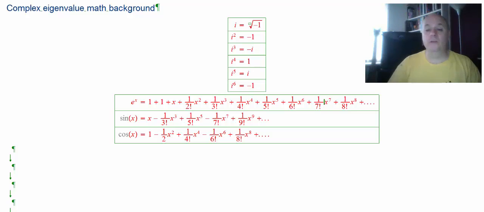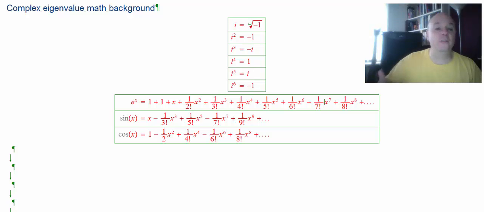And the even powered ones go plus 1, minus 1, plus 1, minus 1, plus 1, minus 1. The odd powered ones, starting at i to the 1, which is i, go plus i, minus i, plus i, minus i. So the odd ones are purely imaginary, the even ones are real, and they both alternate in sign.